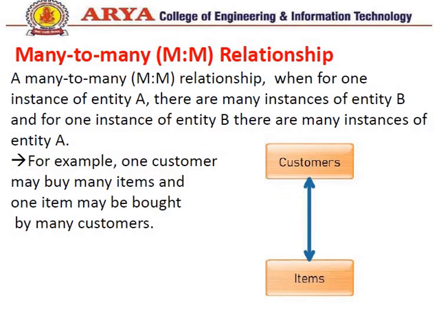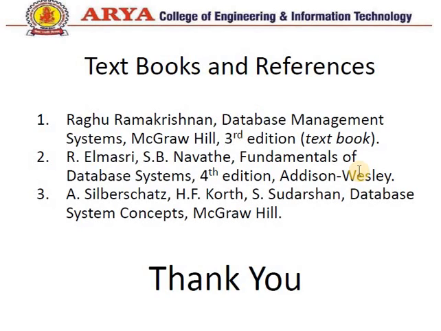Now we discuss many to many relationship. A many to many relationship exists when for any instance of entity A, many instances of entity B are available, and for one instance of entity B, many instances of entity A are available. For example, a customer can buy many items, or many items are bought by many customers. That type of relationship is called M:M, or many to many relationship. You can visit these books or textbooks for reference. Thank you.